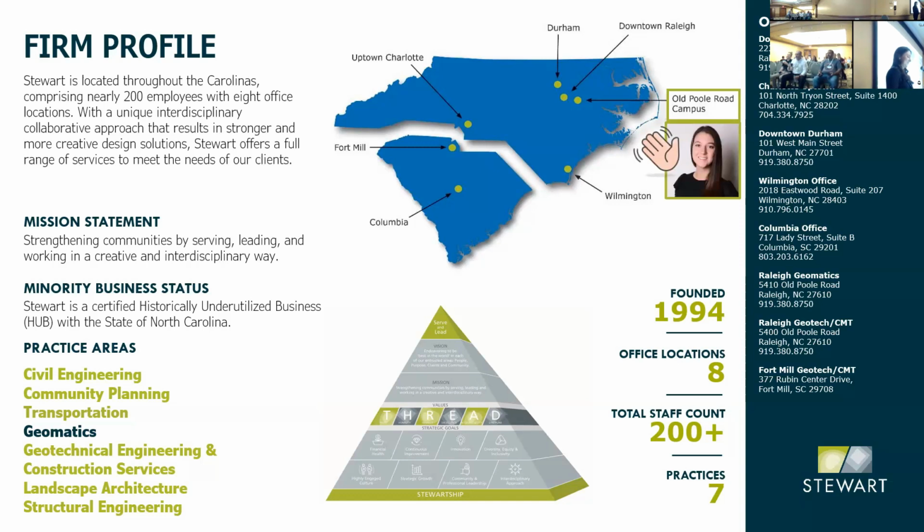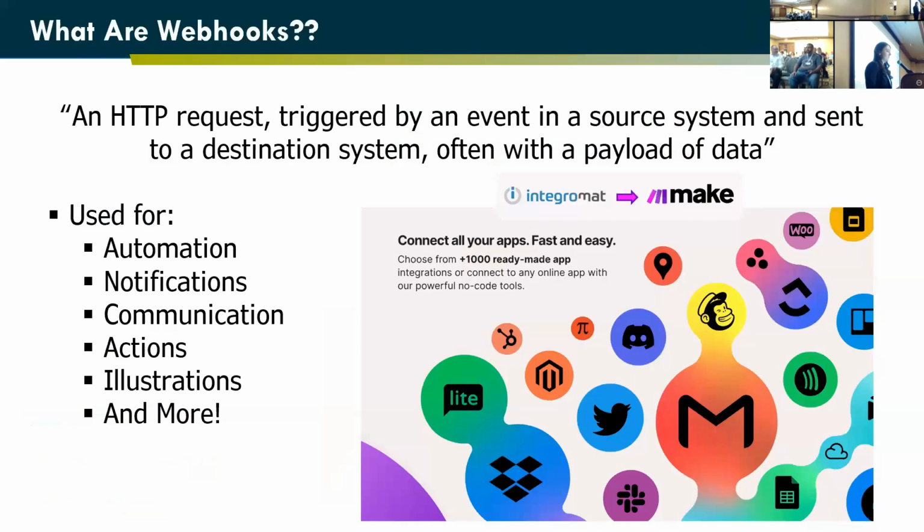All right. So first, if you've never heard of Stewart, we are a multidisciplinary firm and we specialize in engineering, planning, design, and geomatics. We have 8 office locations throughout the Carolinas, and myself and my coworker Parks, who are here attending this conference, we're both in one of our Raleigh offices, specifically our southeast one towards Garner. And we have 7 practice areas. It's a little bit cut off, but they're right here. And we are in our geomatics practice. So now we can get into the webhooks.